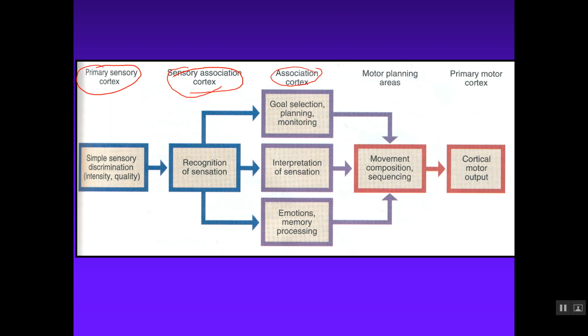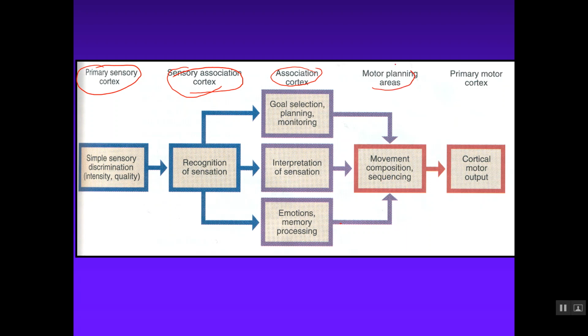Am I going to interpret it? Goal selection and planning. Do I need to store this in memory? Is this an important sensory experience I need to store for future reference? And then, do I need to do something about it? Do I need to do a motor task? Do I need to avoid that? Am I trying to manipulate something, accomplish something that requires a motor act?